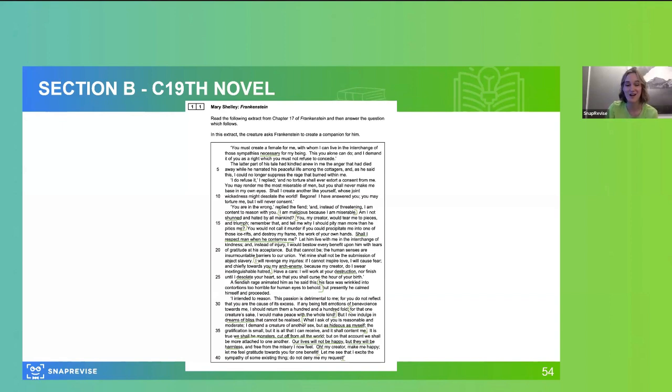So that question, what technique would that be? "Shall I respect man when he contemns me?" This technique pops up quite a lot through the extract, so it would be a really good thing to be able to analyze. If anyone knows what that is, it was when we were doing A Christmas Carol. If anyone remembers what that was. Rhetorical question. Yeah, brilliant. Thank you, Catherine.